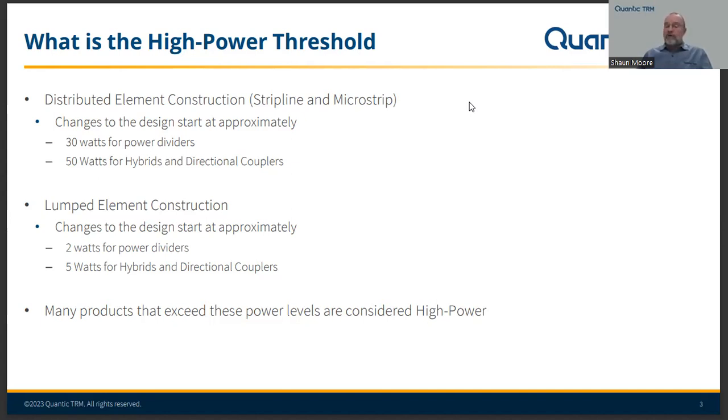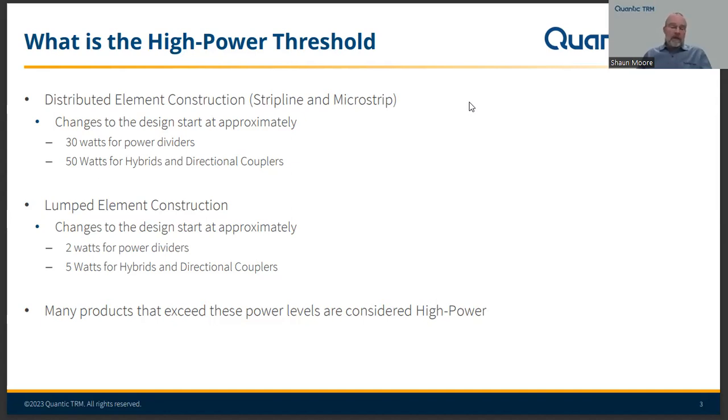For hybrids and directional couplers, the power jumps up to about 50 watts, and that's primarily because a 90-degree hybrid or directional coupler does not have an internal resistor, either as part of a balancing network or a termination. So it's that resistive element that is the limiting factor for a Wilkinson style power divider. It's not the microstrip construction. So those are the general thresholds for that sort of distributed technology.